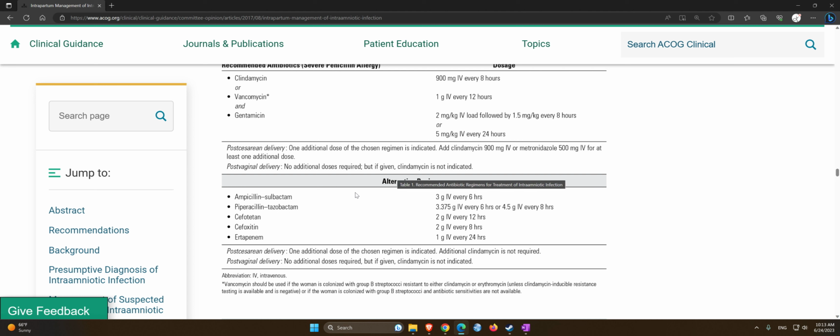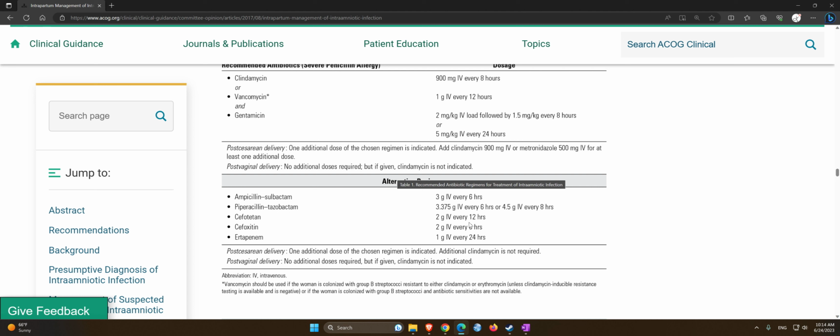Other alternative regimens: ampicillin sulbactam, which is Unasyn, 3 gram IV every 6 hours, or piperacillin tazobactam, which is Zosyn, 3.375 gram IV every 6 hours, or 4.5 gram IV every 8 hours. Oh, this one's easier to remember: 4.5 gram IV every 8 hours.